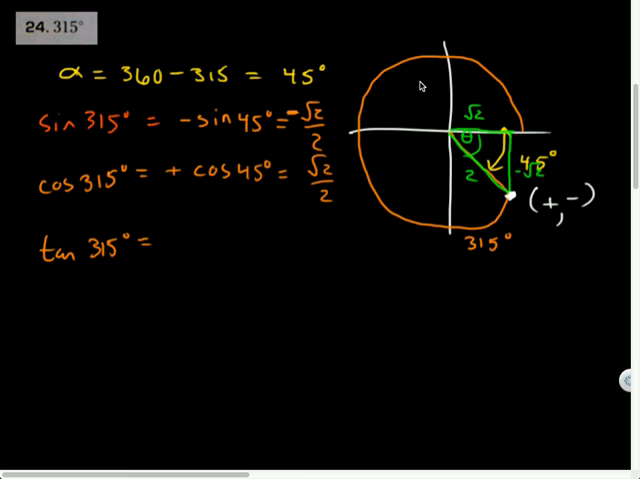But we defined yesterday, we said tangent of theta is equal to y over x. Let me blow your minds just a little bit here. We said that sine of theta was equal to y, and we said cosine of theta is equal to x. So then if I substituted this in for y and this in for x, that means tan theta is equal to what? Sine over cosine.